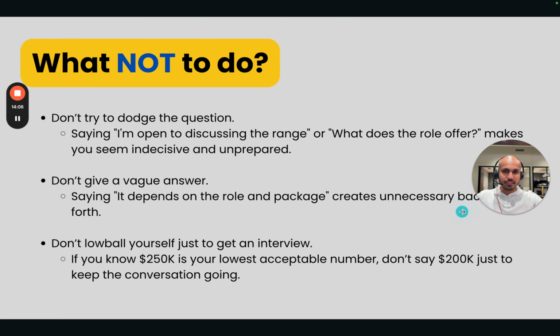So that said, what not to do here? Do not try to dodge the question by saying, hey, I'm open to discussing the range, or what does this role offer. You counter them back with a question, right? Because it makes you come across as indecisive, unprepared. Big no for a recruiter.